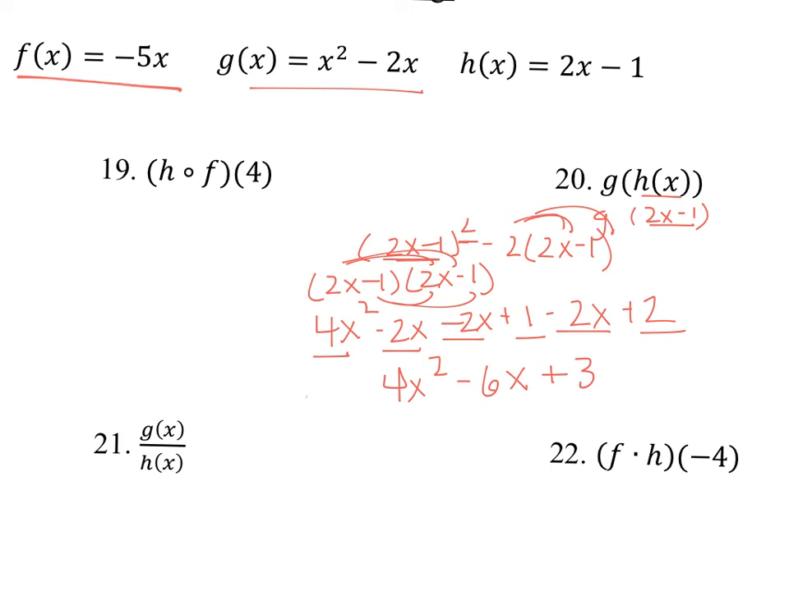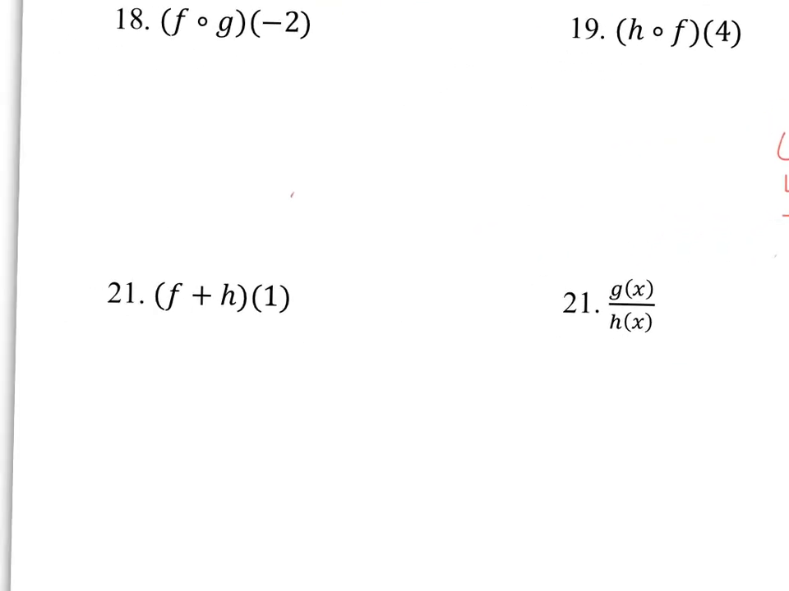Wait, one second, I multiplied wrong. 2 times 2 is not 2. It would be 4. So it's not negative 6. It should be negative 8. Let's go ahead and keep going.